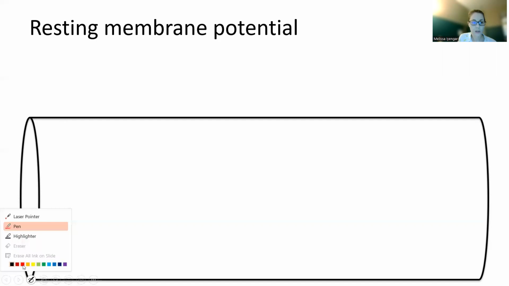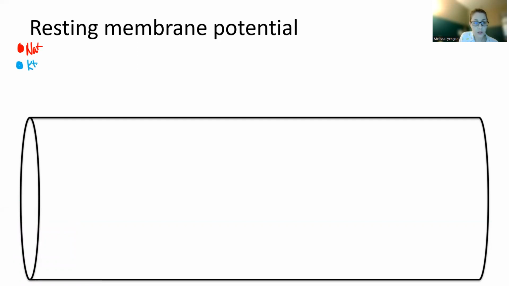And we're going to color code a couple of things. We're going to make our sodium in red, excuse me, and we're going to make our potassium in blue to follow along with our lecture. And then I'm going to make a little key for all the things that I'm going to put in the membrane, so you don't have to label each one.